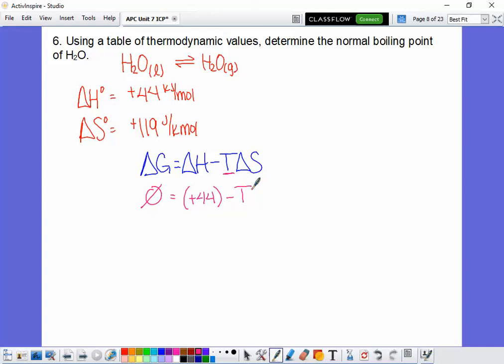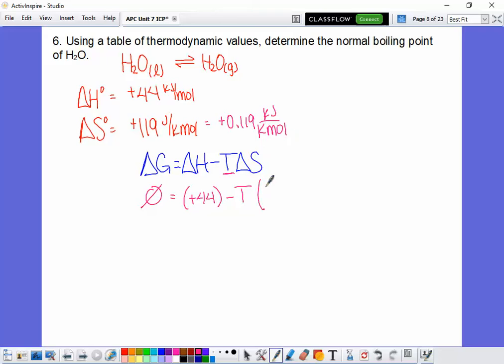Yeah, we have to worry about our unit mismatch. So which one do you want to convert? Yeah, I want to convert the delta S because I've already written down the delta H value. So this in kilojoules per Kelvin mole would be what? Positive 0.119 kilojoules per Kelvin mole. Does it matter which one you convert? No, as long as you get to the same unit. Okay?